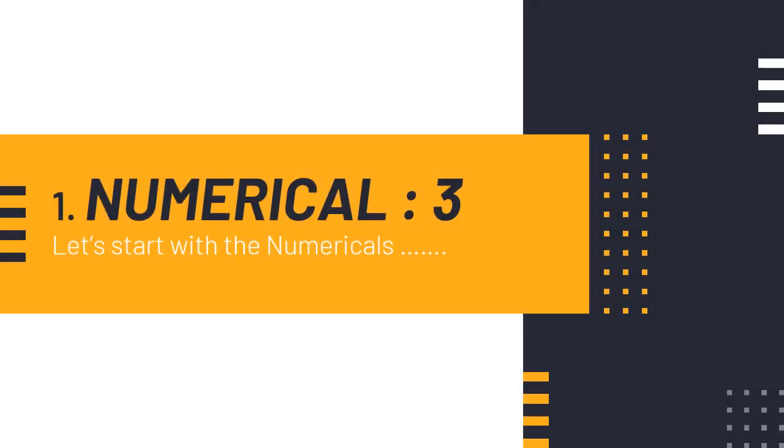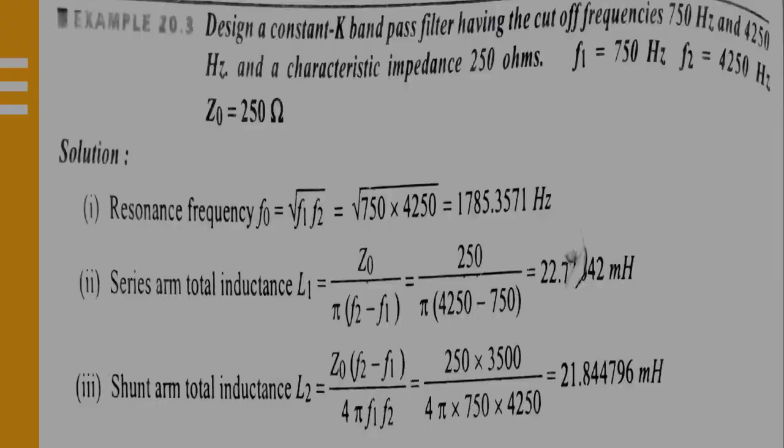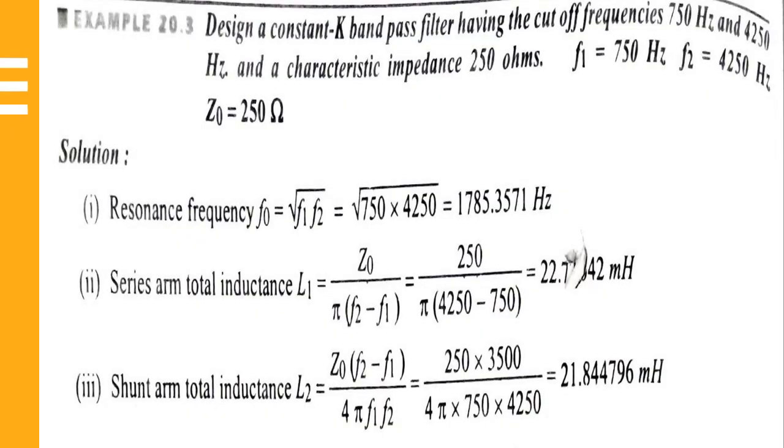We will go for numerical number 3. What is the first case? The resonance frequency f0 is equal to root of f1 times f2. Two values are given: f1 is 750 and f2 is 4250. If you substitute, you will get this in hertz with the help of a calculator. That will be 1.78 kilohertz.